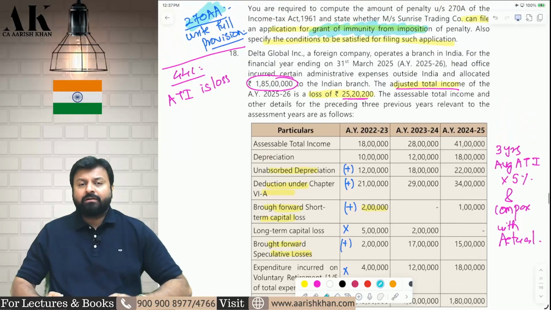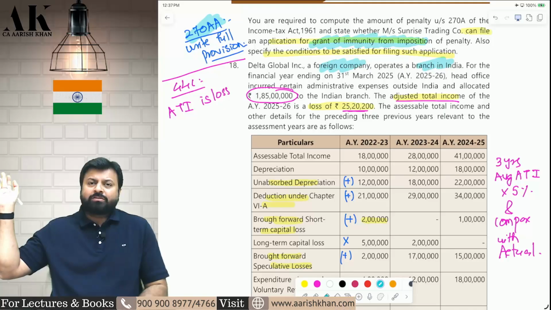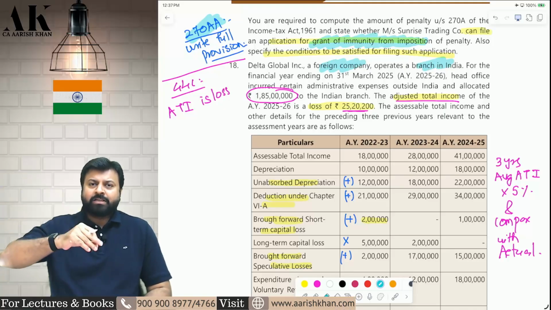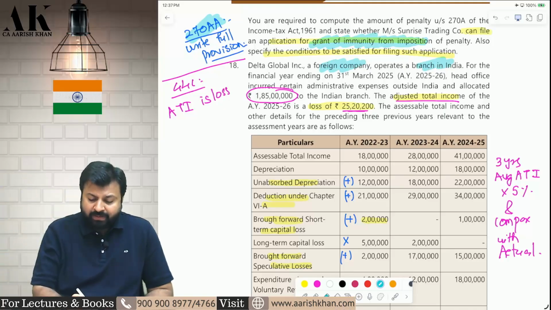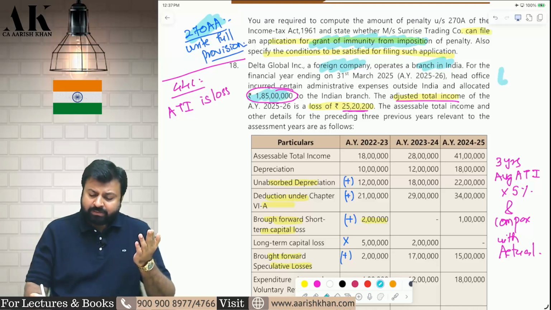Let's go ahead with the next one. Question number 18. There is a foreign company outside India, a non-resident, which has a branch in India. They are allocating some head office expenses of 1 crore 85 lakhs in India. Will they get a deduction in India? Yes. As per 44C, they can get.